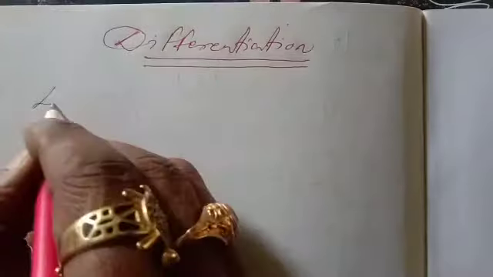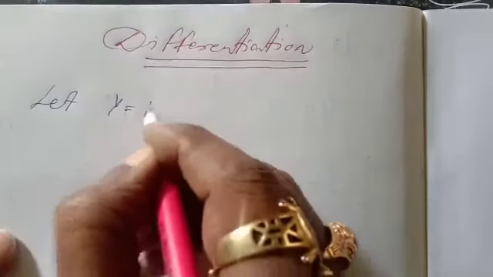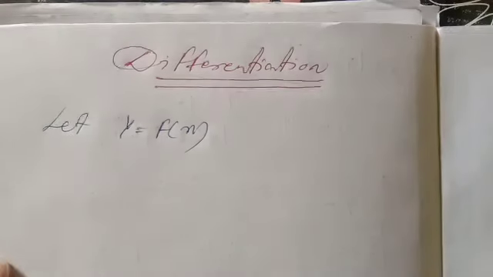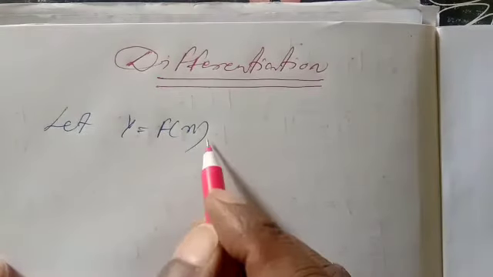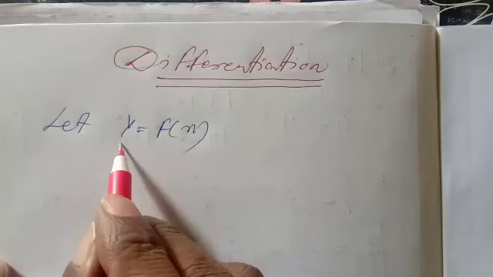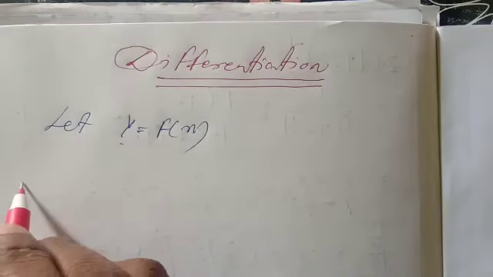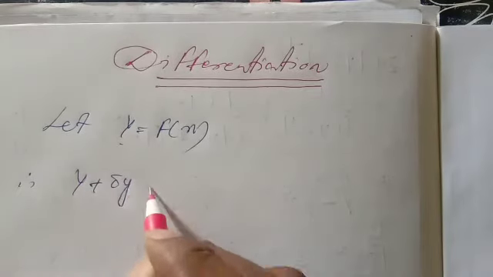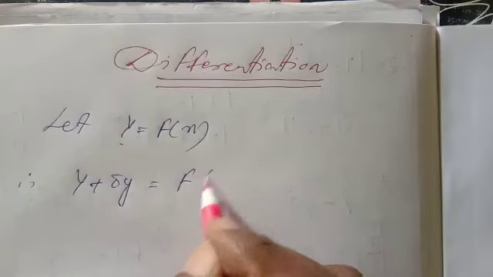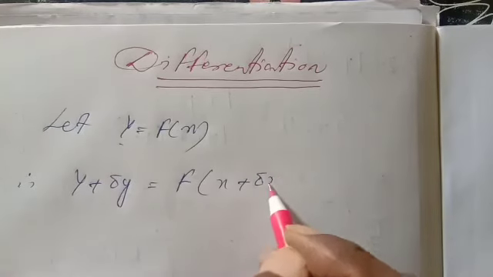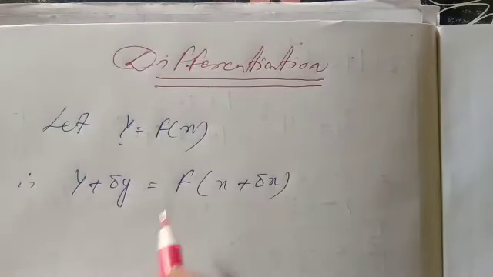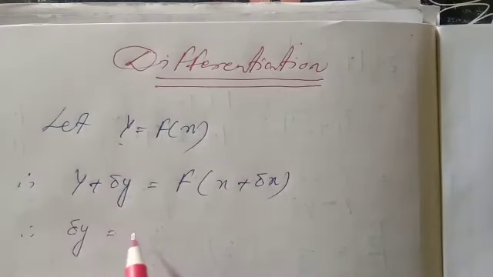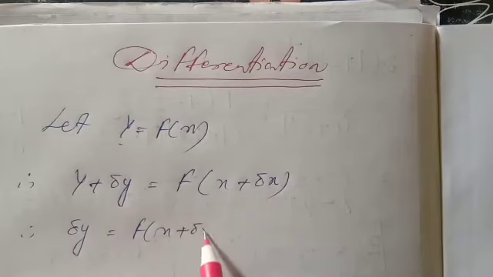Let y equal f of x. Y equals f of x is a function. X is the independent variable and y is the dependent variable. Let delta y be a small increment in y, and correspondingly delta x a small increment in x. If we subtract, we get delta y equals f of x plus delta x minus f of x.